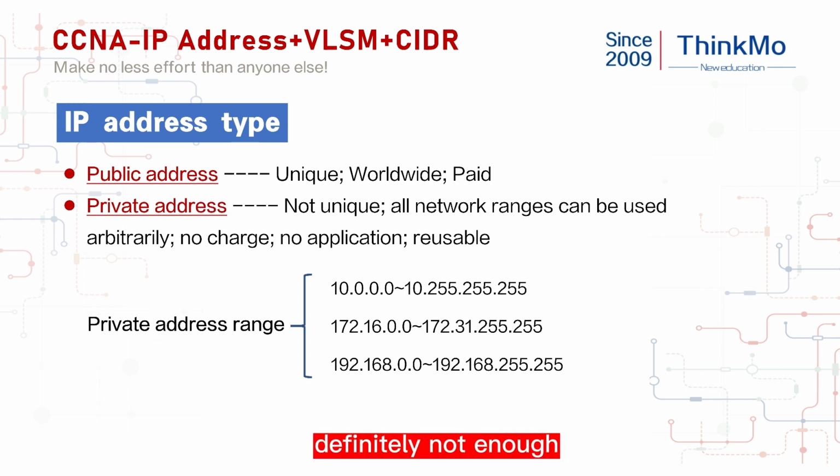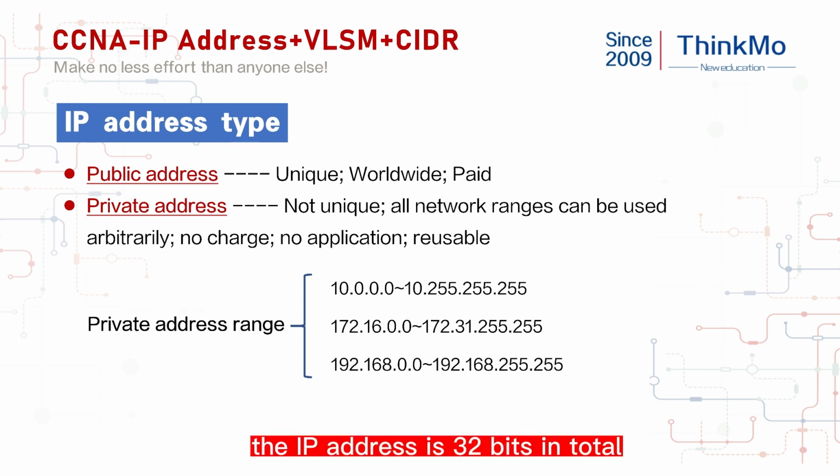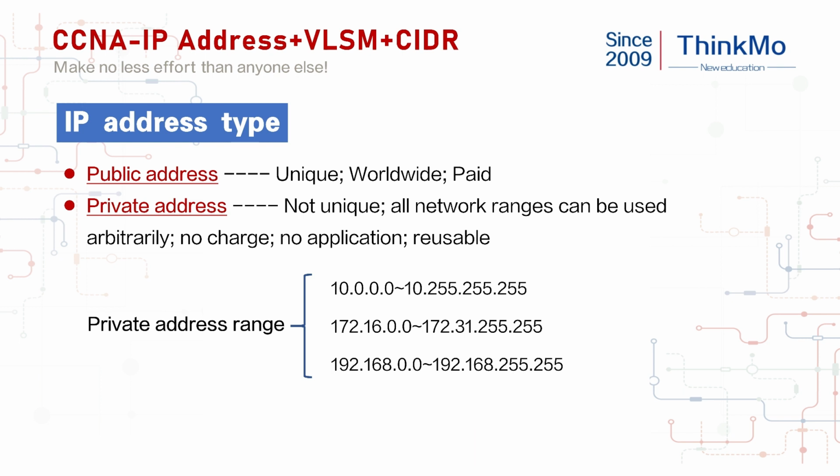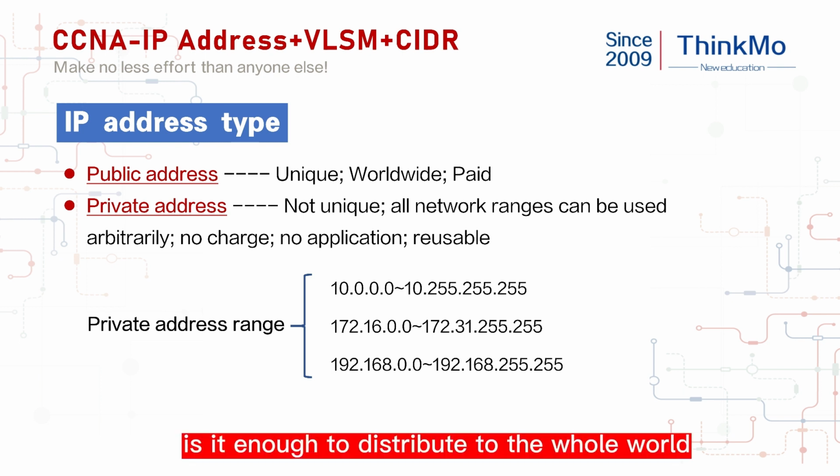Okay. Definitely not enough. First we need to know the IP address is 32 bits in total. Each of the 32 bits has two variations, giving a total of about 4.294 billion changes. Then think about it. Is it enough to distribute to the whole world?